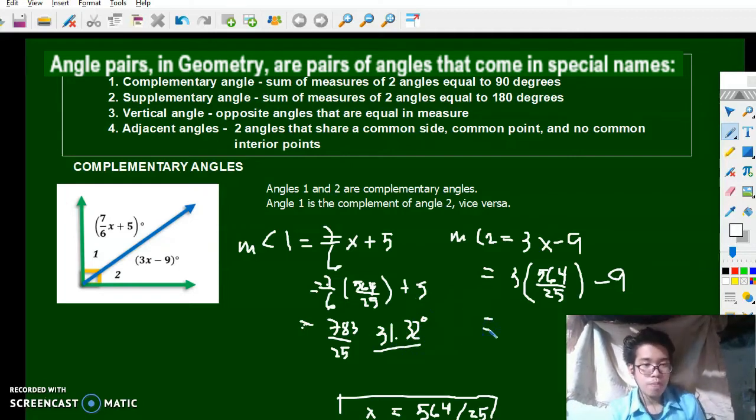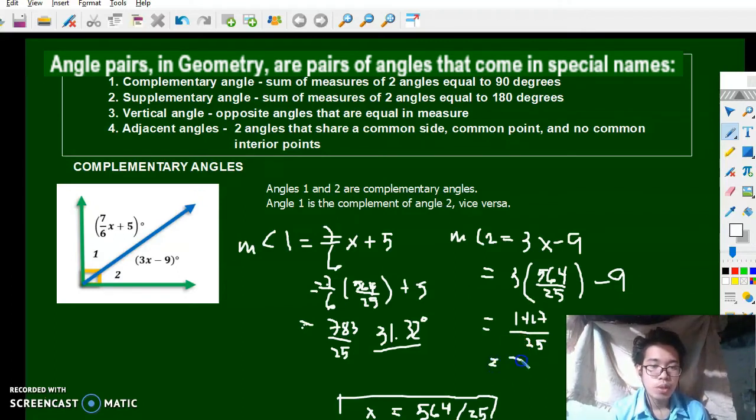We have here 3 times the measurement of x. So that's 564 over 25. So that's simply 1692 over 25. Then minus 9. So the answer is 1467 over 25. And we have to convert that into decimals. With 2 decimal places, the answer is 58.68.